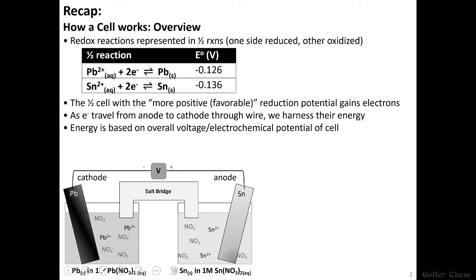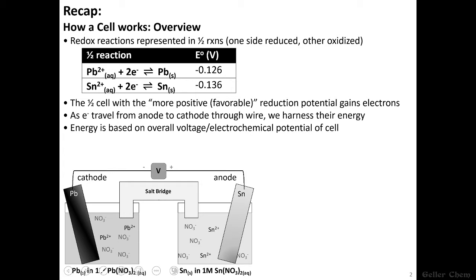And the energy that we can get from each electron is going to be based on the overall voltage or electrochemical potential of the cell. Now, what can be very confusing about the setup is where are the cathode and anode going to be? Like, what parts of this are set in stone and what parts are flexible?